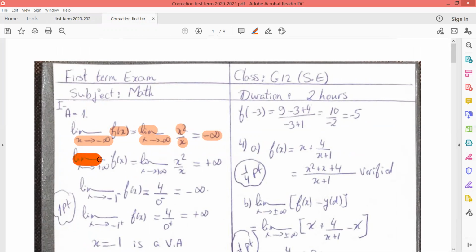Also limit as x tends to plus infinity of f(x). In the same way, it is the limit as x tends to plus infinity of the highest power over the highest power, x squared over x. Once again, we simplify x squared over x, x remains, you get plus infinity.